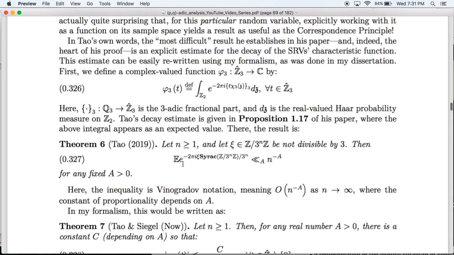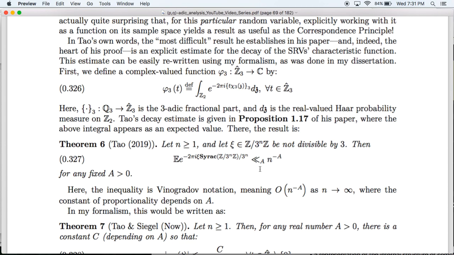And he says this: let n be greater than or equal to 1, and let c be in Z mod 3 to the n Z and not divisible by 3. Then the expected value of e to the negative 2 pi i c Syrac(Z) over 3 to the n is Vinogradov less than a n to the negative a for any fixed real number a greater than 0. This is the Vinogradov notation, which means that it's big O of n to the negative a as n approaches infinity, where the constant of proportionality depends on a.